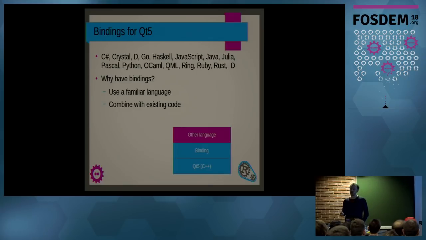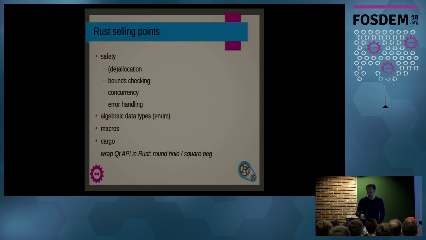The typical approach to do a binding is to take the Qt C++ base, build a binding on top, and then put the other language there. And that's not the approach I'm going to take here, and I'll explain later what we are going to do.